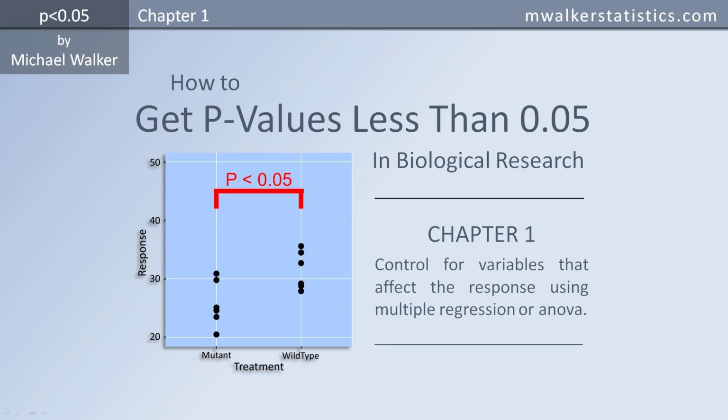How to Get P-Values Less Than 0.05 in Biological Research by Michael Walker.